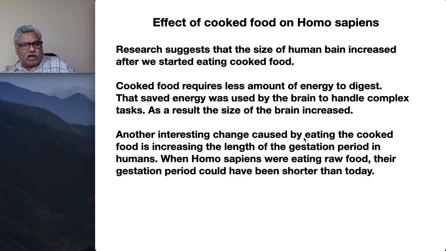Another interesting change caused by eating cooked food is the increased length of the gestation period in humans. When Homo sapiens were eating raw food, their gestation period could have been shorter than today. I'm proposing in my theory that eating raw food requires more heat, so more heat is generated in the stomach, which means the gestation period would have been smaller when humans were evolving 5 or 10 million years ago, whatever the period when they were eating raw food. So the gestation period could have been very, very short. When humans started cooking, the brain size increased as well as the gestation period, because the fetus has a very comfortable environment inside the body, so it stayed a longer period. That is another point to note from my research.